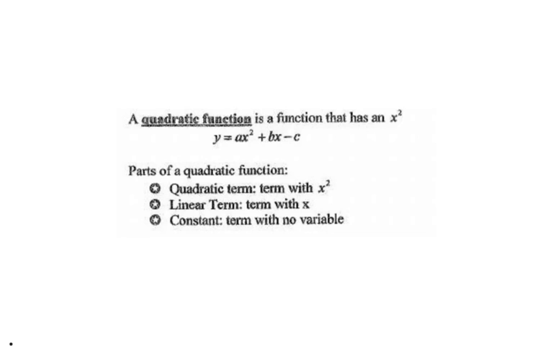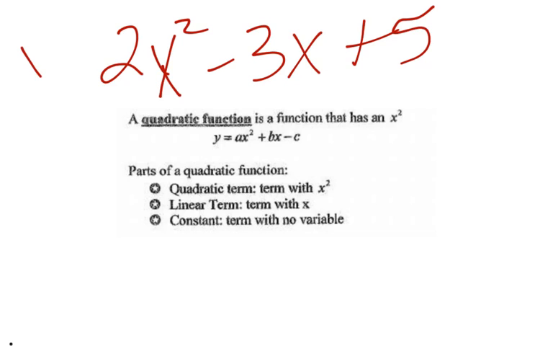A quadratic function is a function that has an x squared. So an example would be 2x squared minus 3x plus 5, if you had y equal at the front. This is a quadratic equation because it's got 2x squared in there.